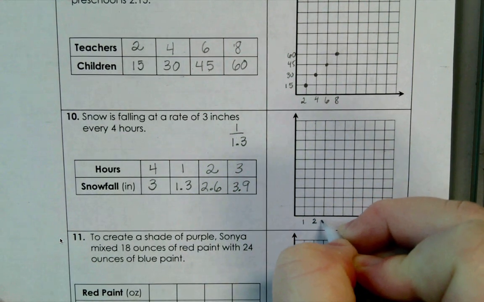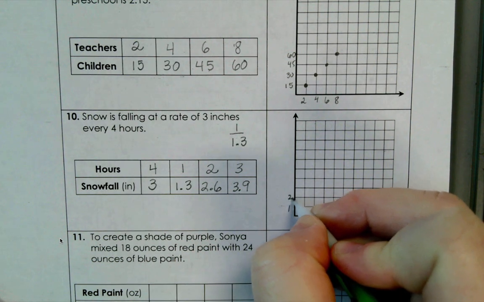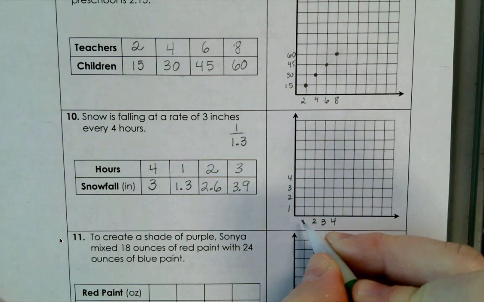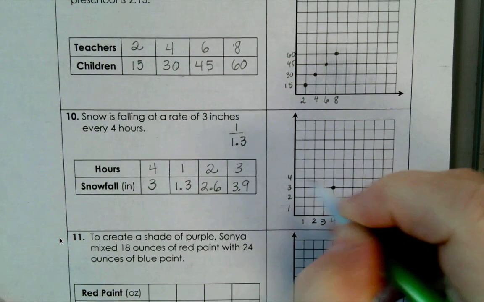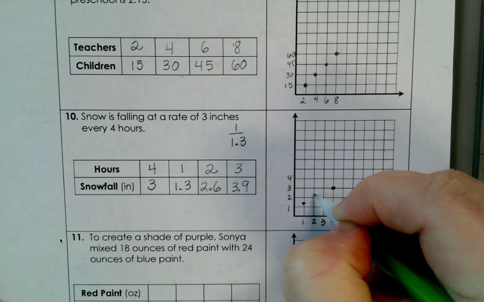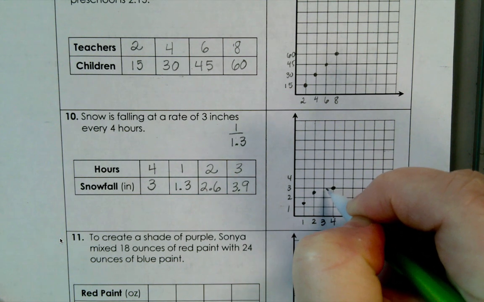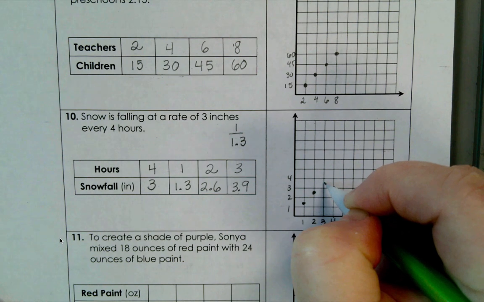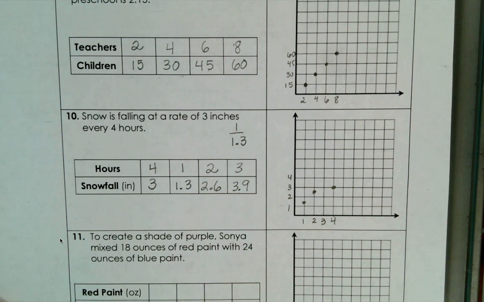1, 2, 3, 4. 1, 2, 3, 4. Okay, so 4 hours, I have 3 inches of snow. 1 hour, I have 1.3. 2 hours, I have 2.6. 3 hours, I have 3. That's not right. Do you see what I've done wrong? Yeah. How do I have more snow in 3 hours than I did in 4 hours?